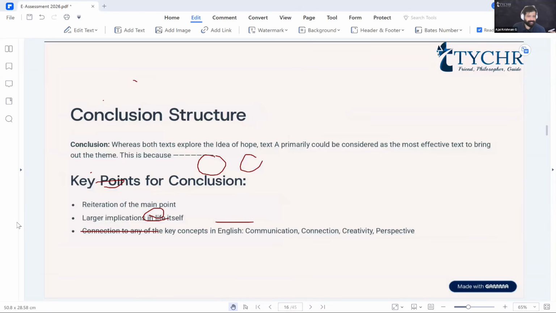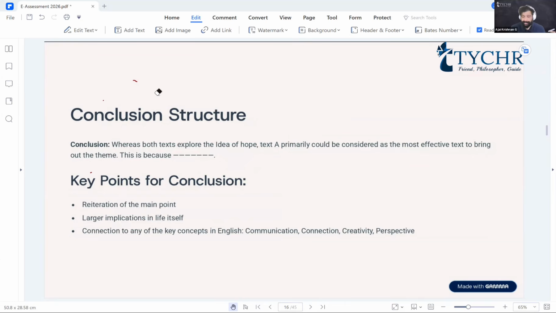Okay, then of course you have the conclusion. Like any other passage, you have a conclusion to write. So as you can see, what do you write in a conclusion? You can put your judgment if you want. For example, both texts explore the idea of hope. Text A could be considered the most effective text to bring out the theme.